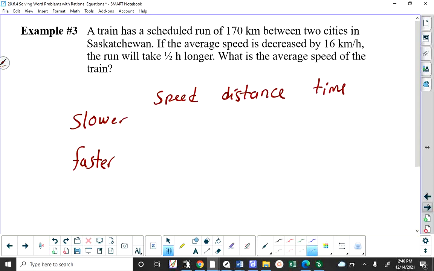How many of you are in Physics 20 right now? Okay. We could use V, D, and T. You could use S, D, and T. I'm just writing the words.